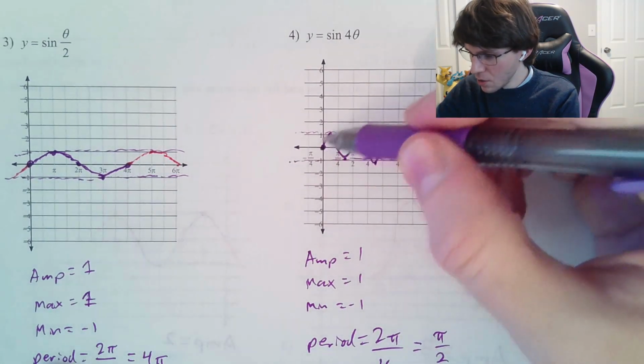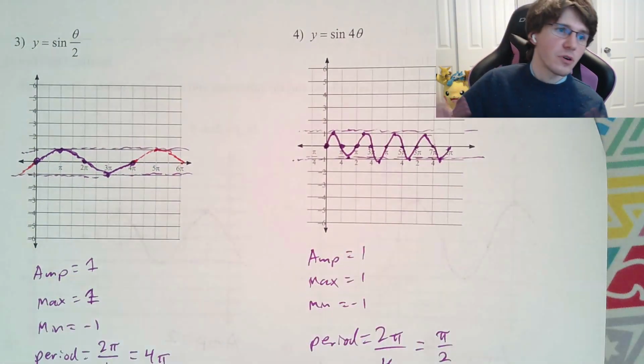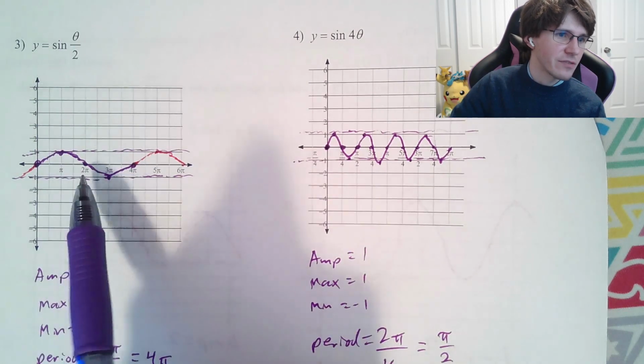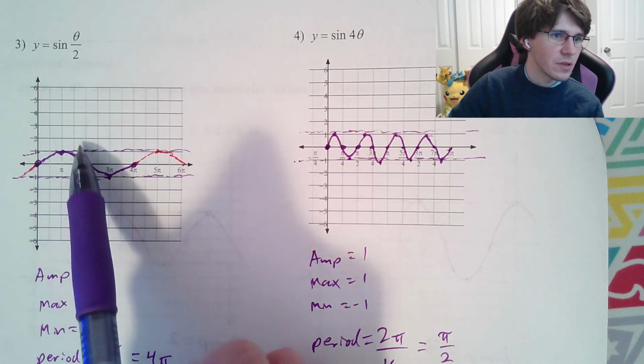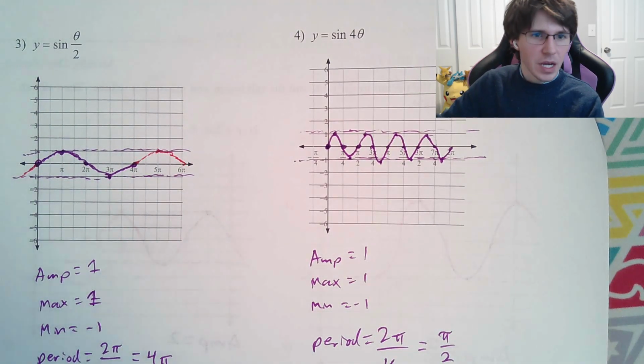So let's look at this. 1, 2, 3, 4. There's 4 of those little guys smushed in there now. Whereas over here, it was like half of that guy was in the 2 pi, right? Only the top part. So that's kind of the visual way of understanding that. Let's try the next type of problem.